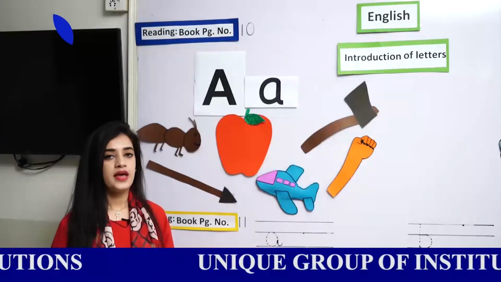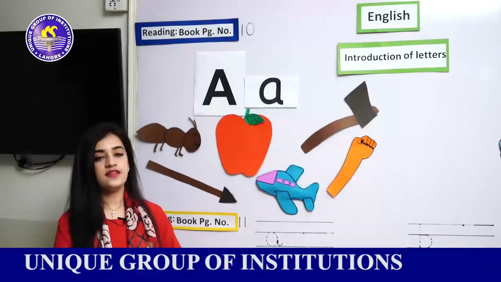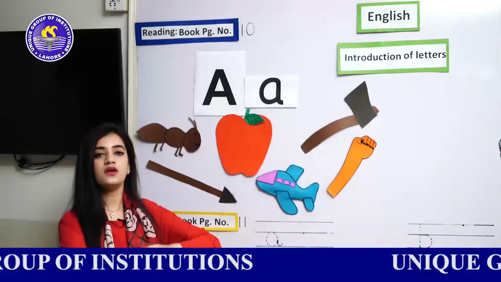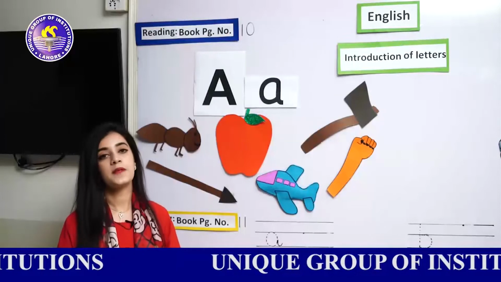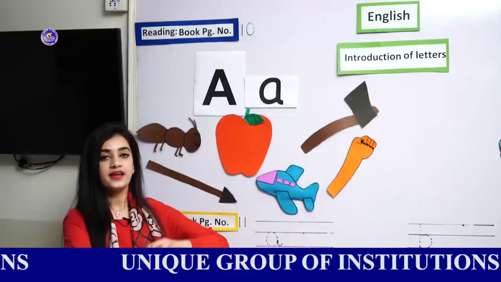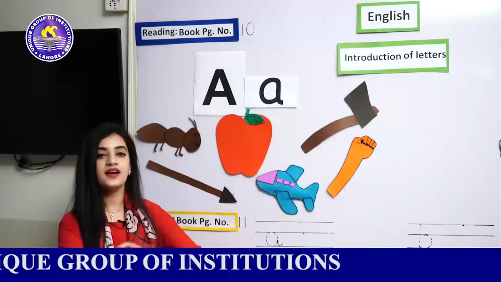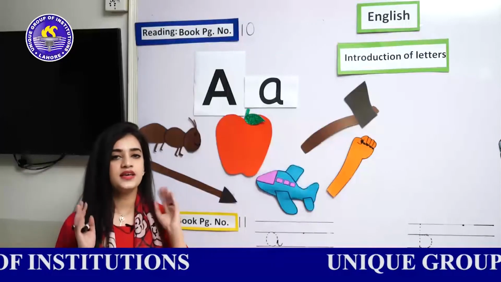And the action of A is, you have to pretend as ants are crawling on your hand, as ants are crawling on your arm. And what is the song of A? Ants on my arm, ants on my arm, ants on my arm and causing me alarm.